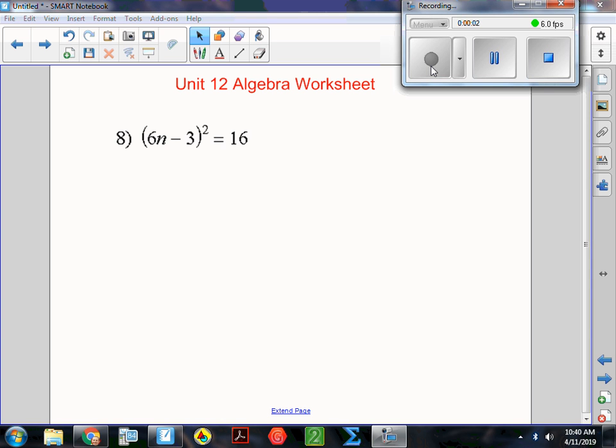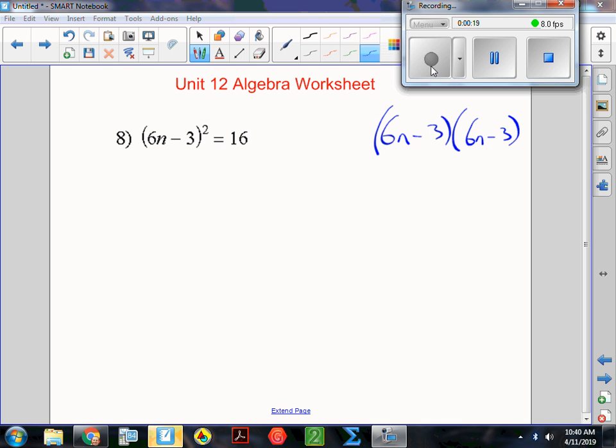Okay, at number 8, there are a few different ways to look at this problem. But essentially, we have (6n - 3) squared equals 16. So the parentheses squared means that you would have to take (6n - 3) times (6n - 3) and distribute that all the way out if you were going to try to solve it by factoring or using the quadratic formula.